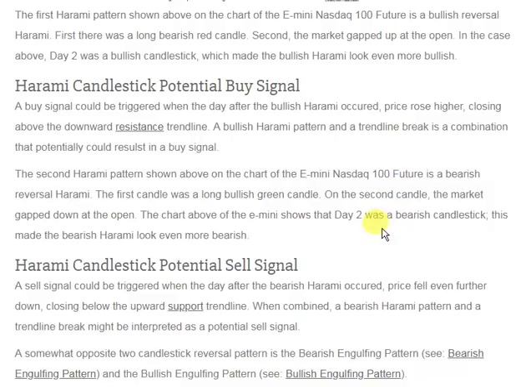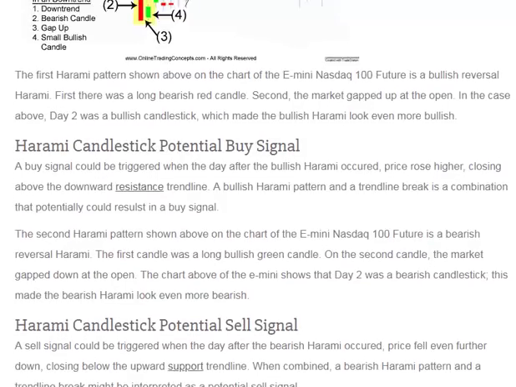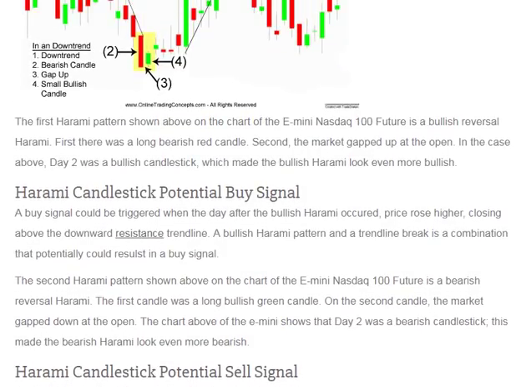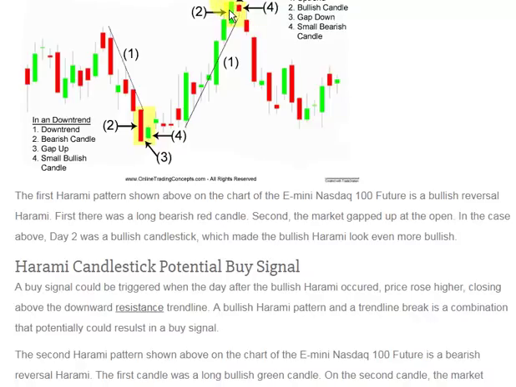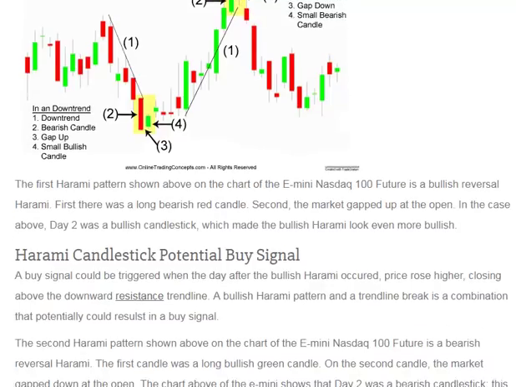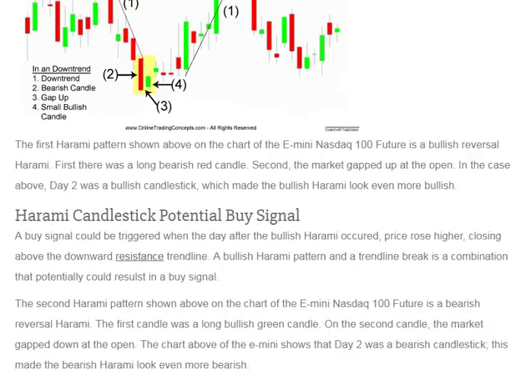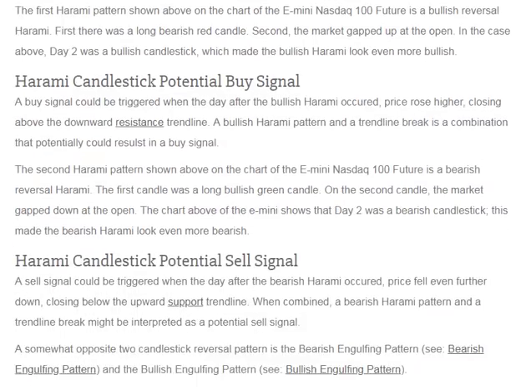The second Harami pattern shown above on the chart of the E-mini NASDAQ 100 future is a bearish reversal Harami. The first candle was a long bullish green candle. Let's take a look at that right up here. So, a long bullish green candle. On the second candle, the market gapped down at the open. The chart above of the E-mini shows that day 2 was a bearish candlestick. This made the bearish Harami look even more bearish.